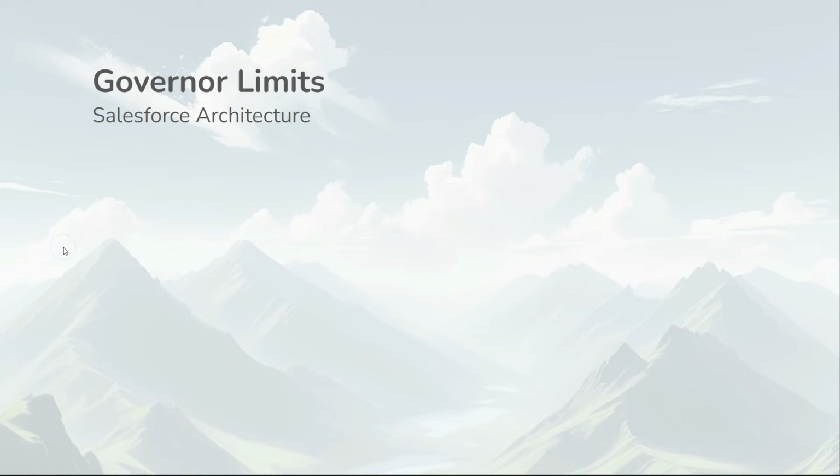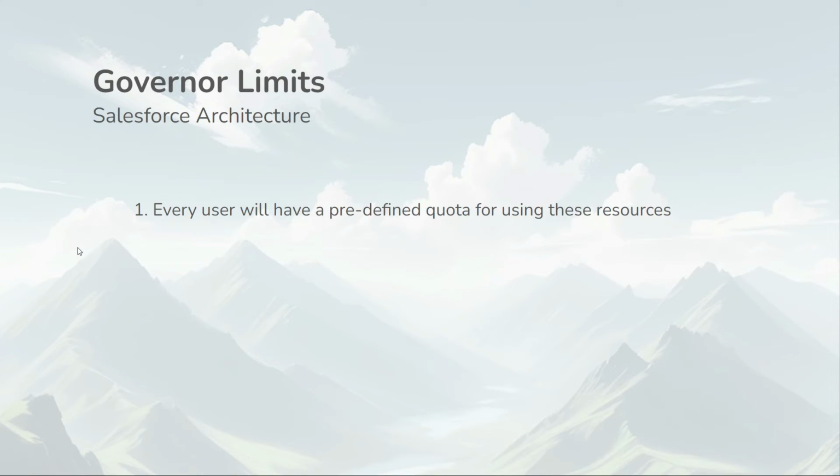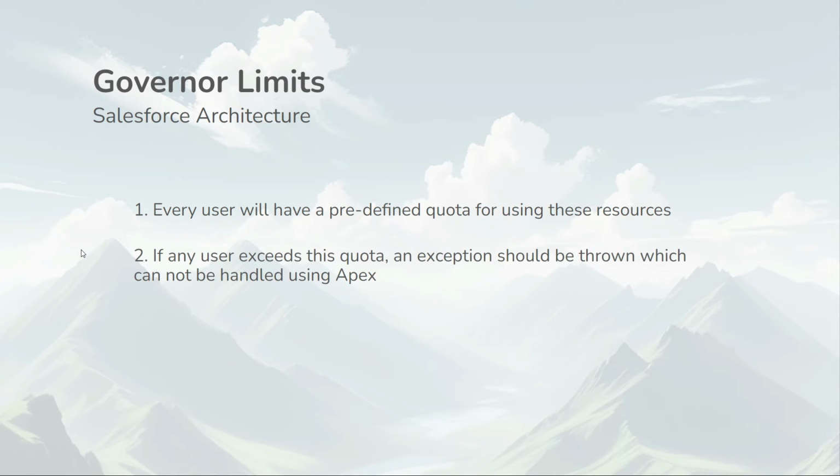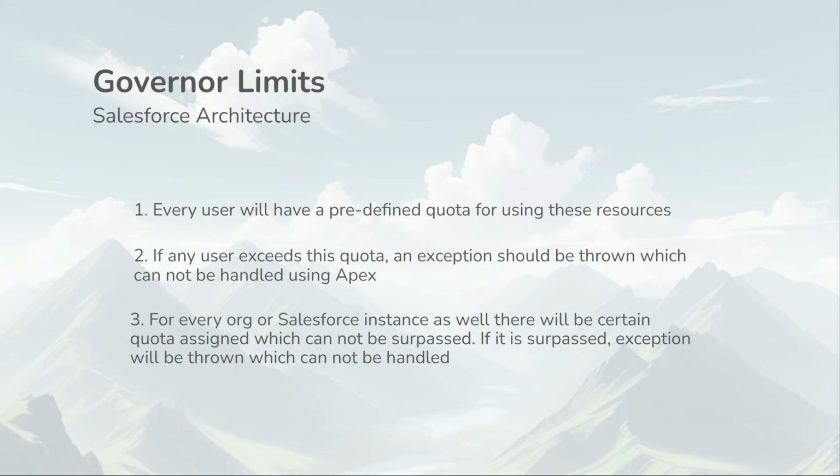Now, how does the governor limit work? Every user will have a predefined quota for using these resources. If any user exceeds this quota, an exception will be thrown which cannot be handled using Apex or by any means. For every org or Salesforce instance as well, there will be a certain quota assigned which cannot be surpassed. If it is surpassed, again the exception will be thrown which cannot be handled.